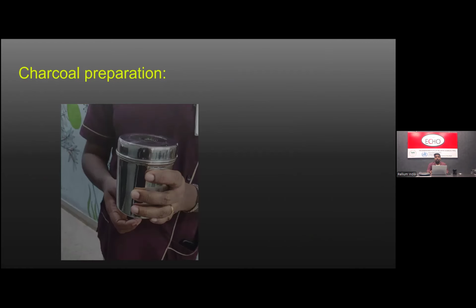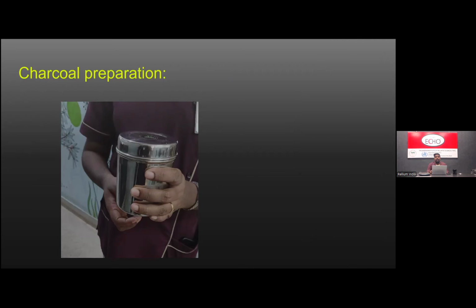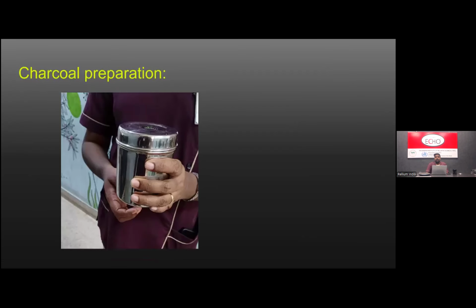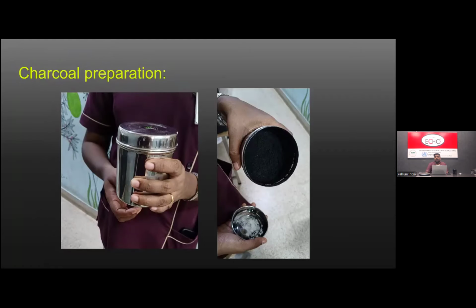For the charcoal preparation we use coconut shells only. After burning, we get the charcoal pieces. We grind them in a mixer grinder to make a powdered form like this. We keep this charcoal powder in a clean steel container and autoclave it. After the autoclaving, we use this charcoal powder for the dressing.